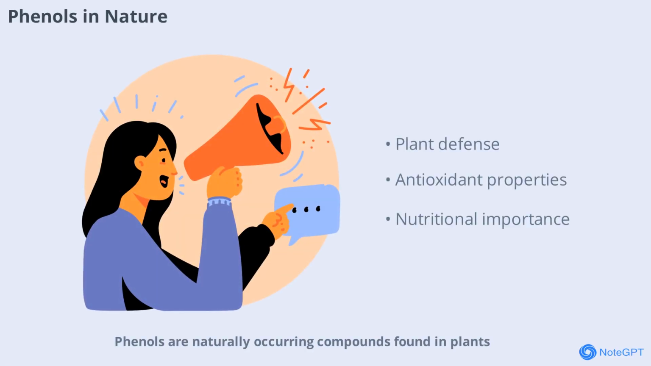Phenols are naturally occurring compounds found in plants, where they contribute to flavor, color, and defense mechanisms. Many antioxidants in fruits and vegetables are phenolic compounds, which help protect cells from damage. The study of natural phenols is important in nutrition and medicine.